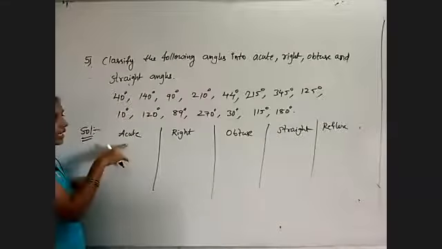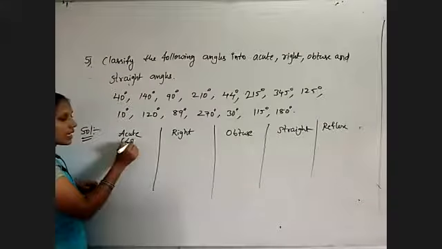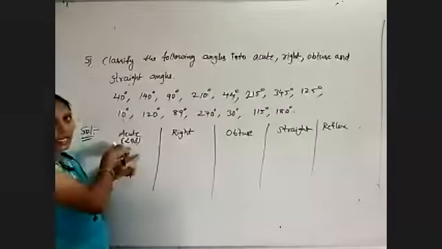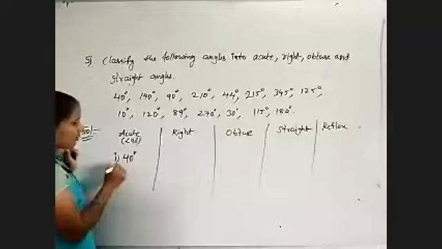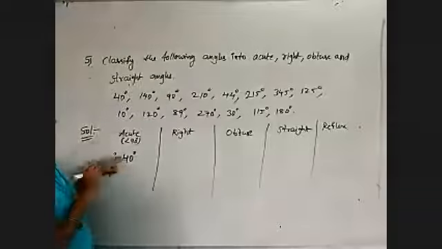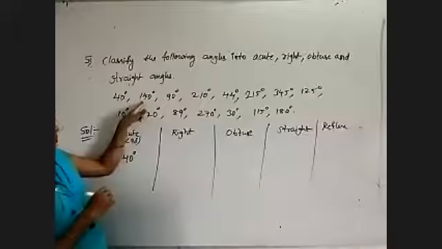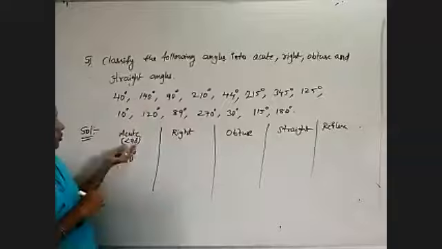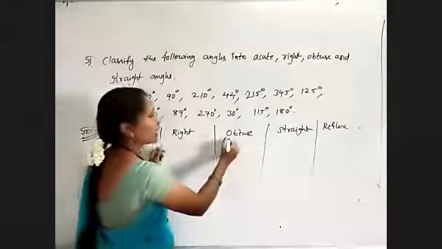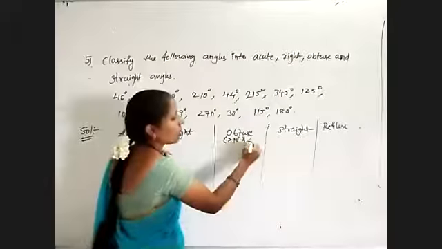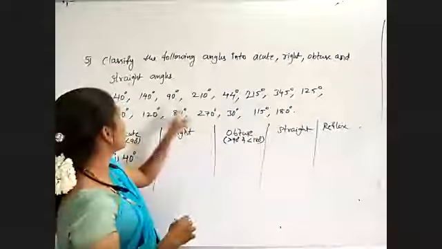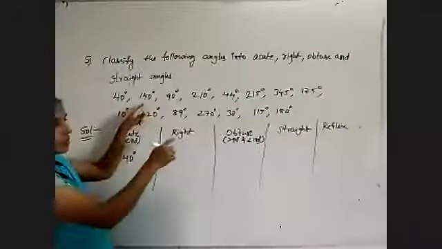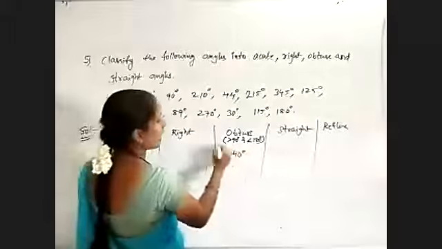40 degrees. Acute angles in the sense lesser than 90 degrees. Yes or no? Below 90, whatever value we are getting, that comes under acute angle. 40 is lesser than 90, so it is an acute angle. First angle, 40 degrees is acute angle. And 140 degrees is more than 90. More than 90 and below 180 is obtuse angle. So 140 is more than 90, below 180, so 140 degrees is an obtuse angle.